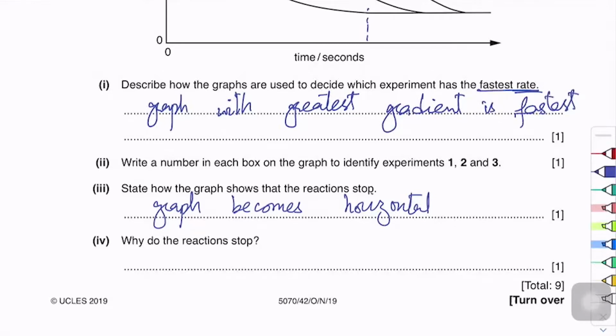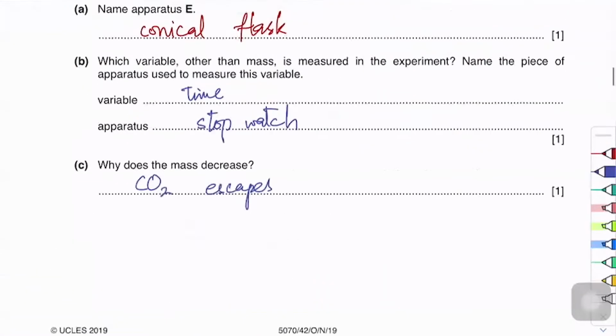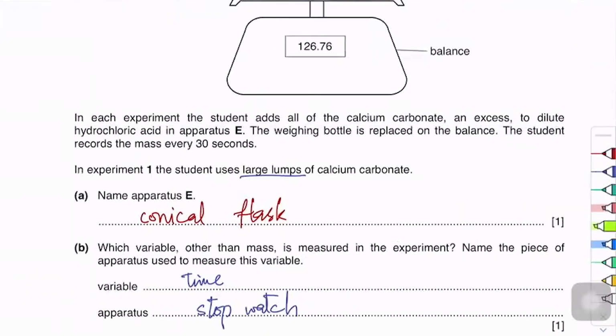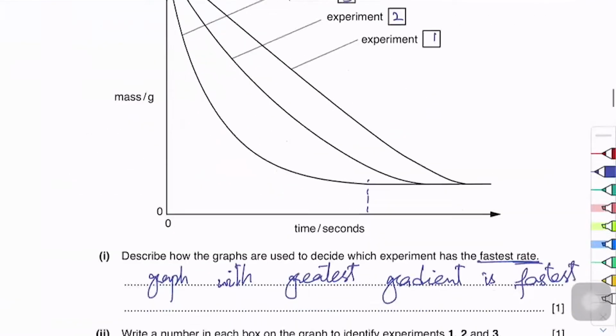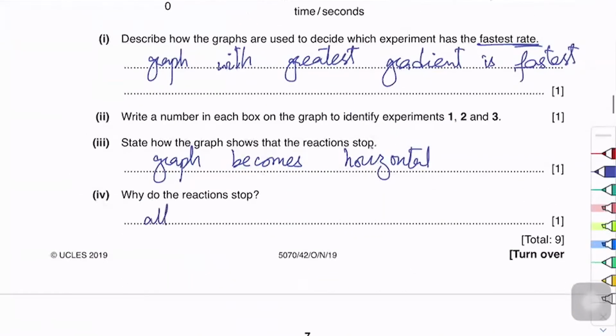Why do the reactions stop? Because the limiting reactant is used up. And in this reaction, the limiting reactant was HCl, because notice that they said the student adds calcium carbonate in excess. So that tells me it is the acid that is the limiting reactant, and that is all used up. So all of the HCl is used up.